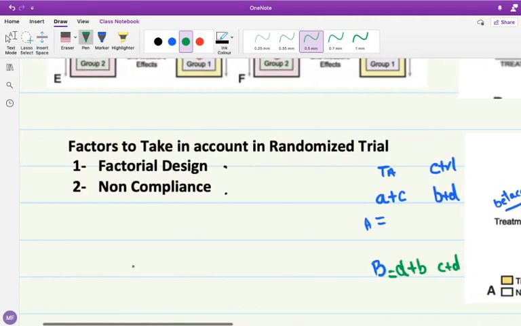And the last thing we are going to discuss is non-compliance. For non-compliance, you just need to remember there are a certain number of people who don't opt for regular inspection and fail to comply, and you need to identify them in selected randomized trials.